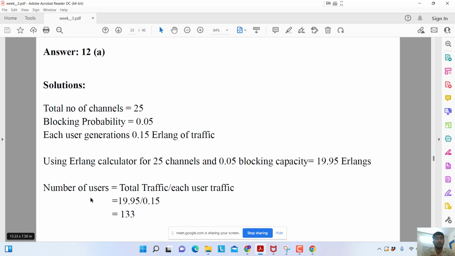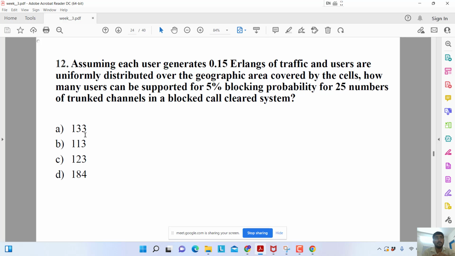So we have to calculate the number of users. We just divide the total traffic by each user's traffic: 19.95 divided by 0.15. It will come to 133. If any doubt, you can ask. So the answer is option A, 133.